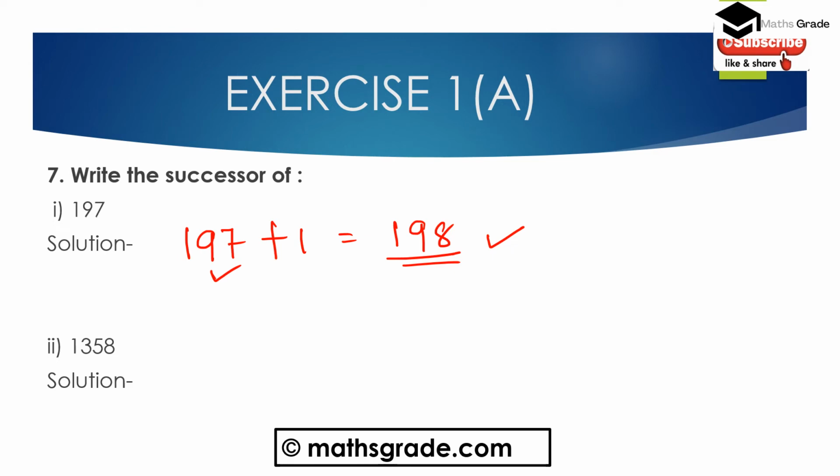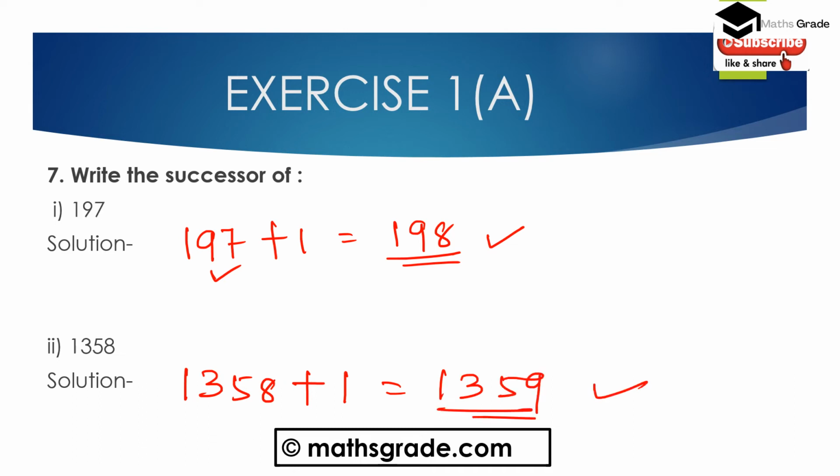Now the second bit, 1358. We have to find the successor of 1358. We have to add 1 to the number 1358. We get the successor of that number. So 1358 plus 1 is 1359. And 1359 is the successor of 1358.